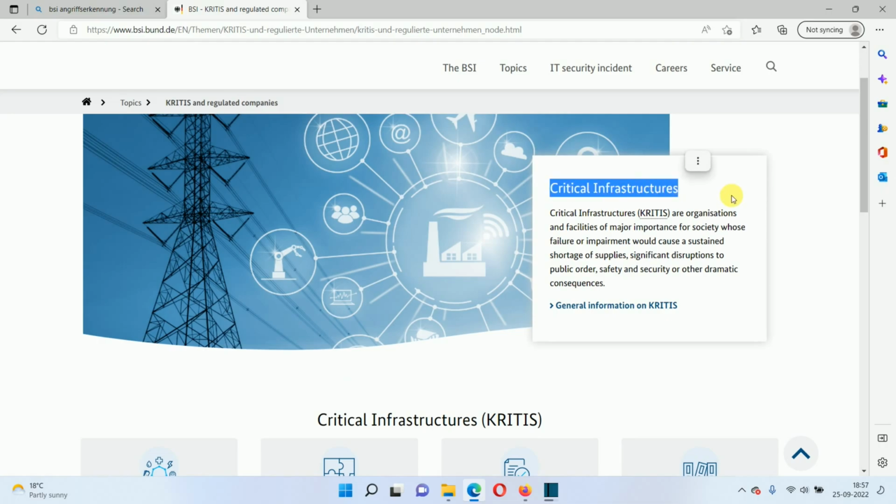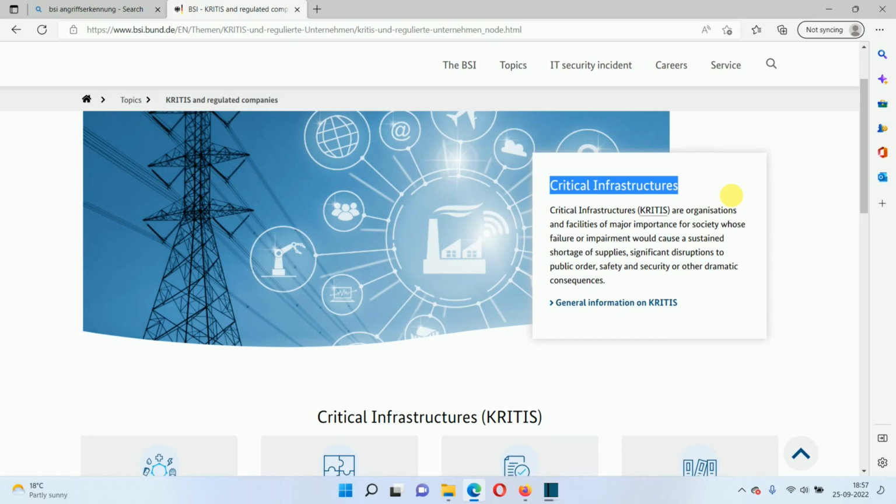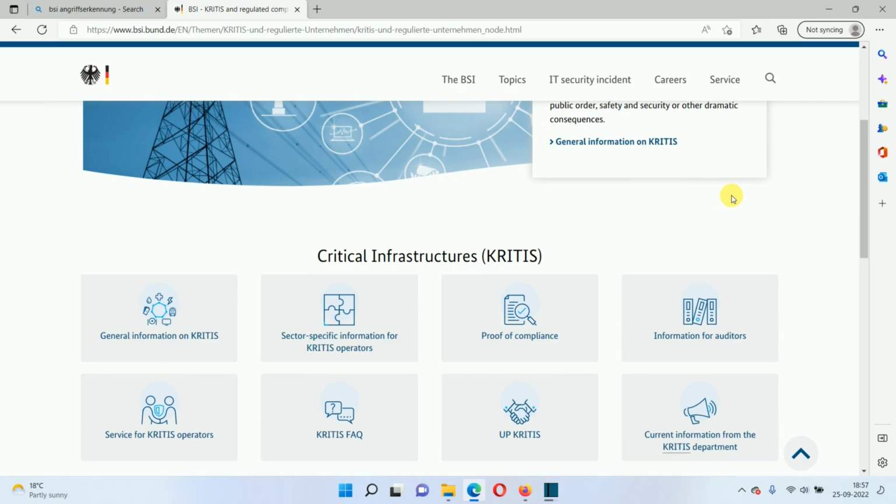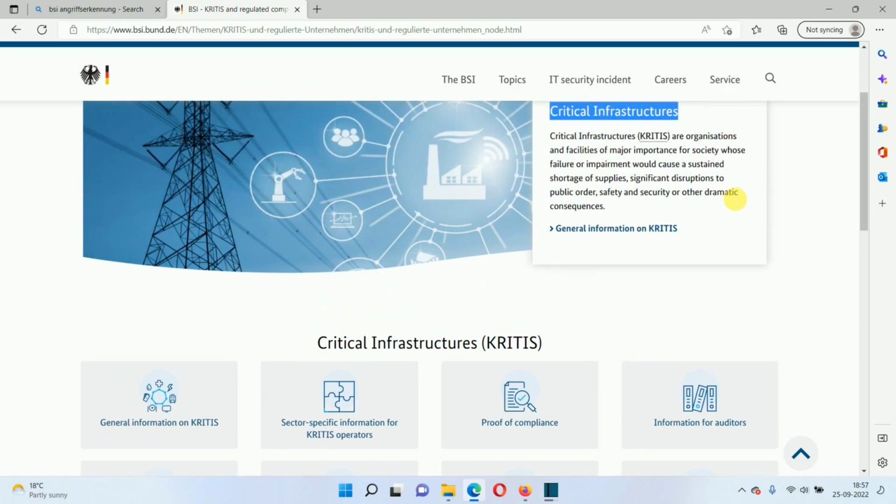As I said, there are some 10 profiles of companies which have been identified as critical infrastructure in Germany, and they are the most important for the running of a typical society. Society means you can say a country.